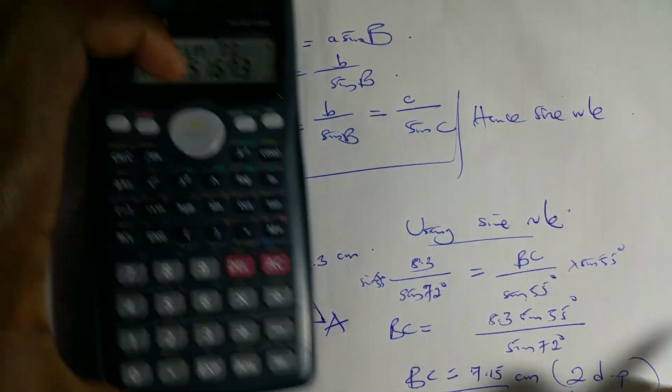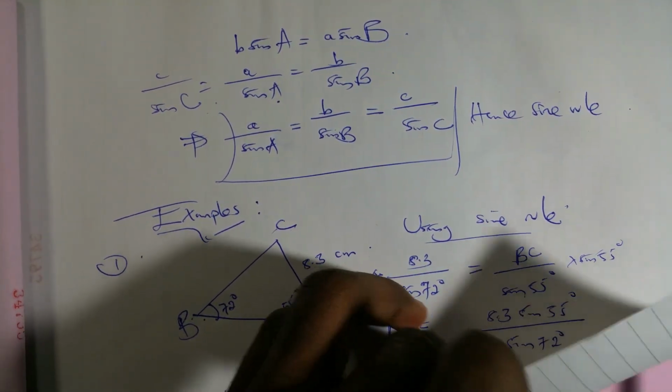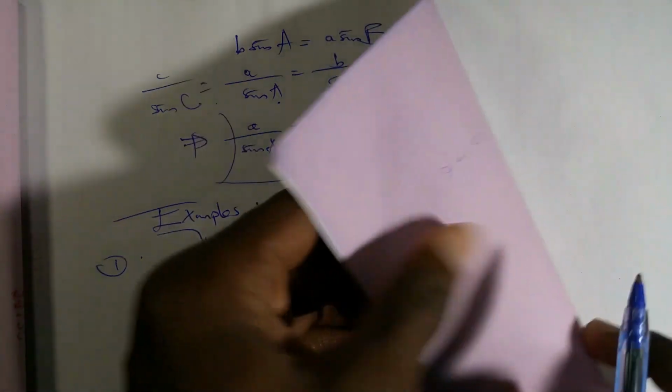So we check on another example, still to do with the sine rule. Find x in the given triangle below.